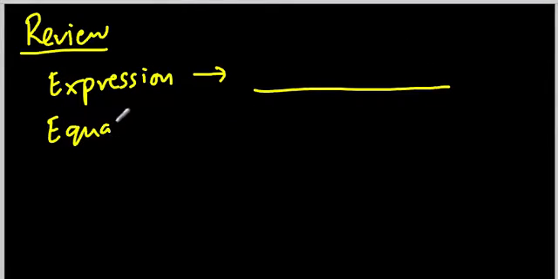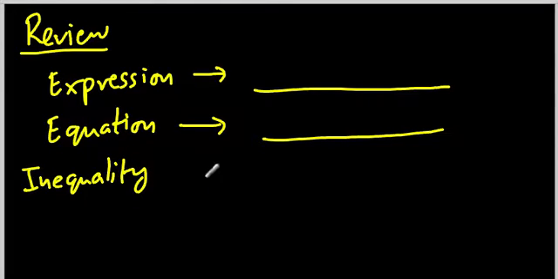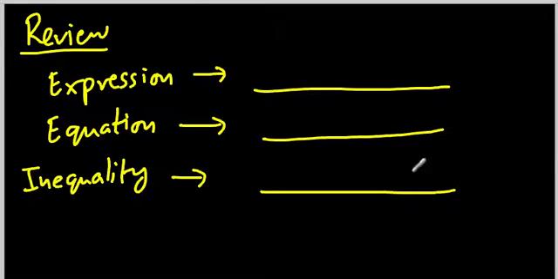Next, we went through what an equation was. An equation was just basically an expression, or two expressions, separated by an equal sign. And next, I want you to write your own equation. And then we went over an inequality, and that's basically where you have greater than, less than. It's basically two expressions separated by an inequality sign. And here again, I want you to write your own inequality.